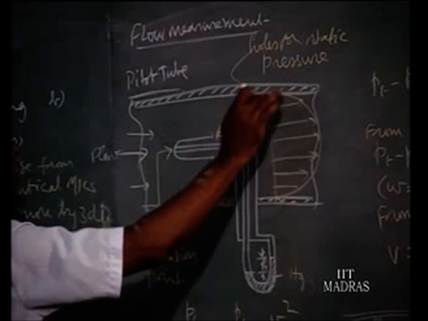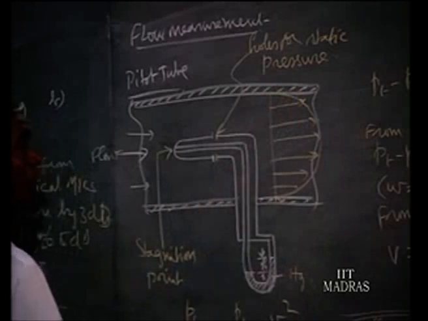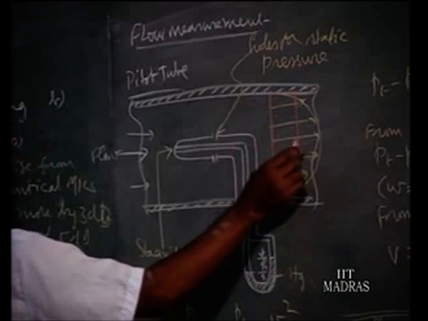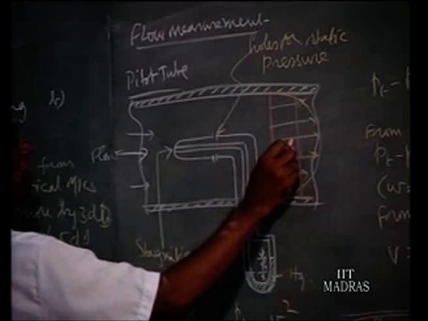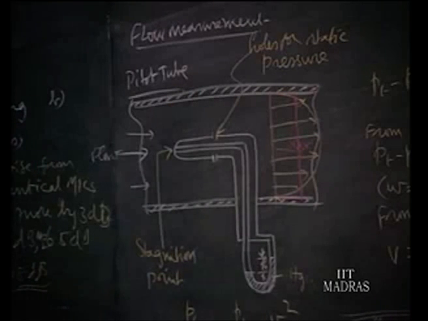pipe. Once you get this velocity distribution, you can find out the average velocity for this cross section, and V average times the cross section of the piping will give you the total flow rate in the pipe. For that you can use the Pitot tube also.